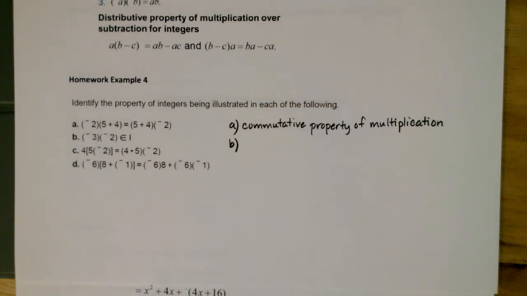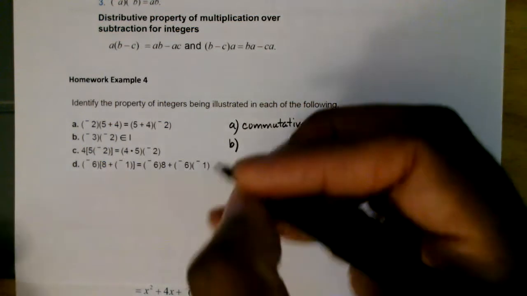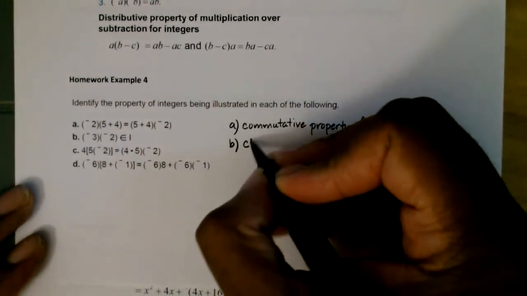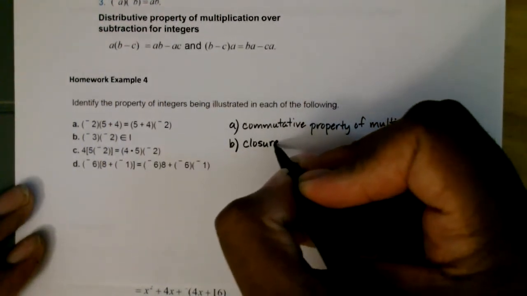All right, part B, -3 times -2 is going to give us an integer, or is an element of I. Well, -3 times -2 would give us a unique integer, so that means this will have to be the closure property of multiplication.